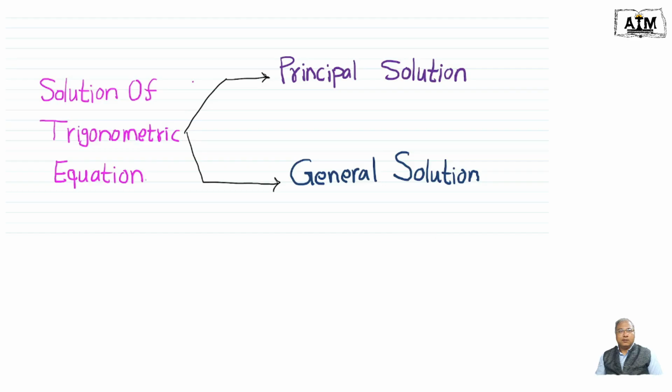So solutions of trigonometric equations can be obtained in two ways. One is a principal solution and another one is a general solution. In this video, I am going to focus on teaching you how to find the principal solution. In the next video, I shall talk about how to find the general solution. So today let us learn how to find the principal solution of trigonometric equations.